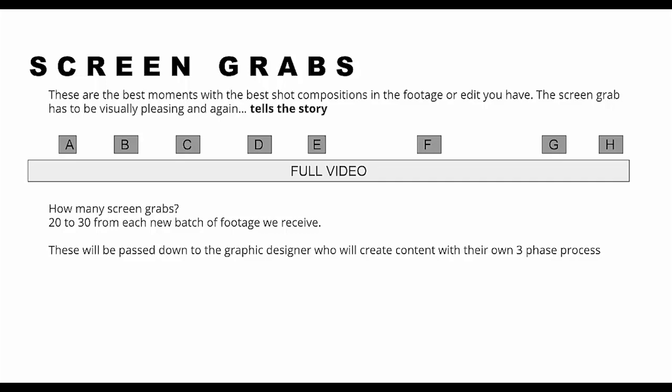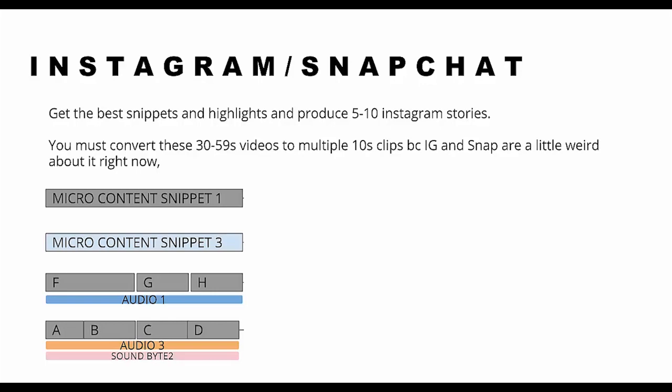From here, it's going to be passed down to the graphic designer, who's going to create the content through their own 3-phase process. So this is just creating content on content on content, using very little time. So Instagram, Snapchat, pretty much get the best highlights and snippets and produce 5 to 10 Instagram stories. You don't necessarily have to make all of the micro content, all the snippets and highlights into Instagram stories. Just pick the ones that you believe are the best ones, and I'm leaving that for you guys to judge on which one's really good.